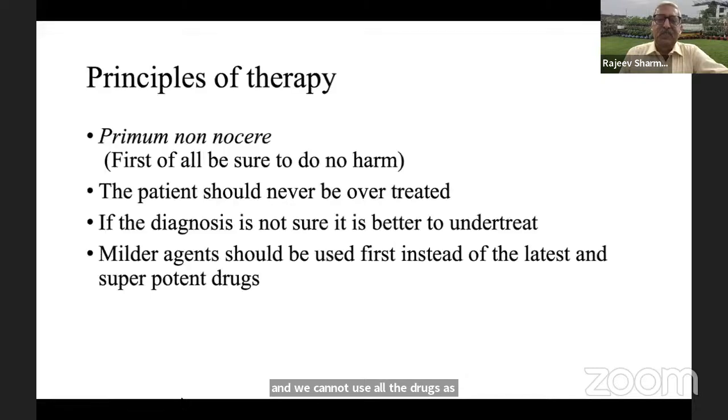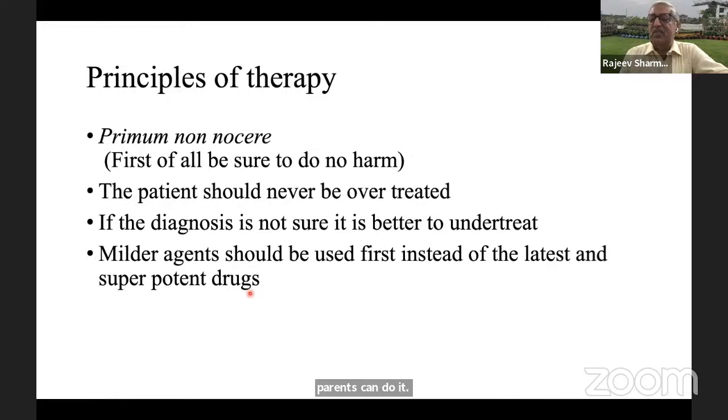Agreed, sir. So the first principle is that you harm no one. Primum non nocere, as the Latin phrase goes. It says that, first of all, be sure to do no harm. Because we don't have the right to hurt a newborn or an infant or a child. They cannot raise their voice against what we are doing to them. Only the parents can do it.